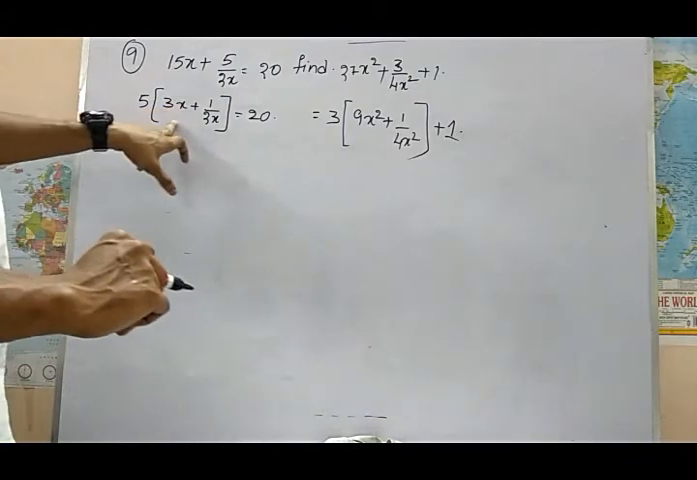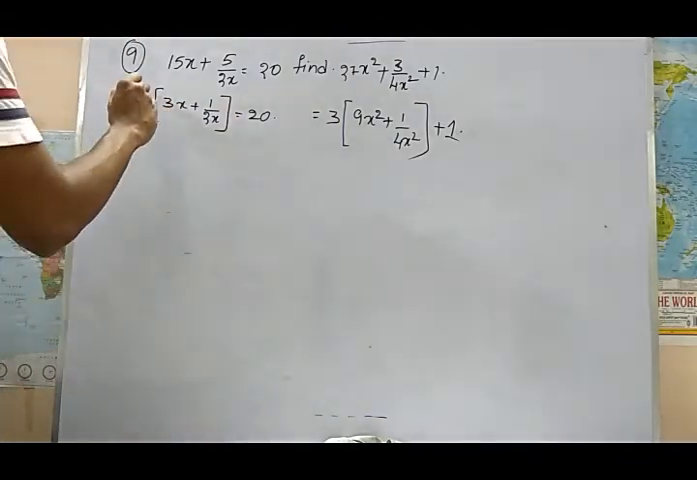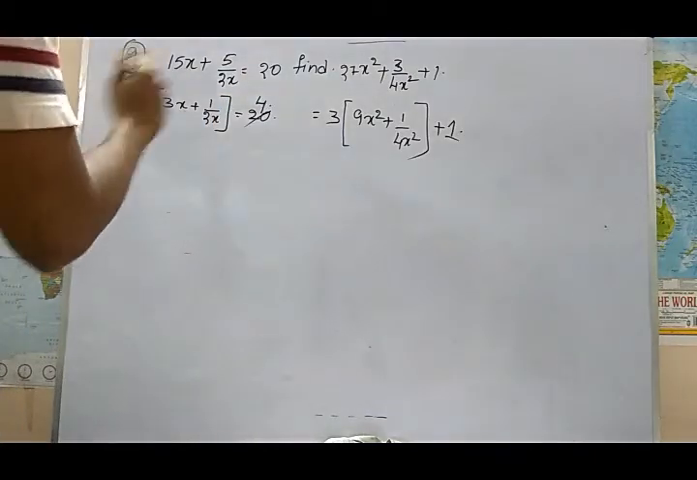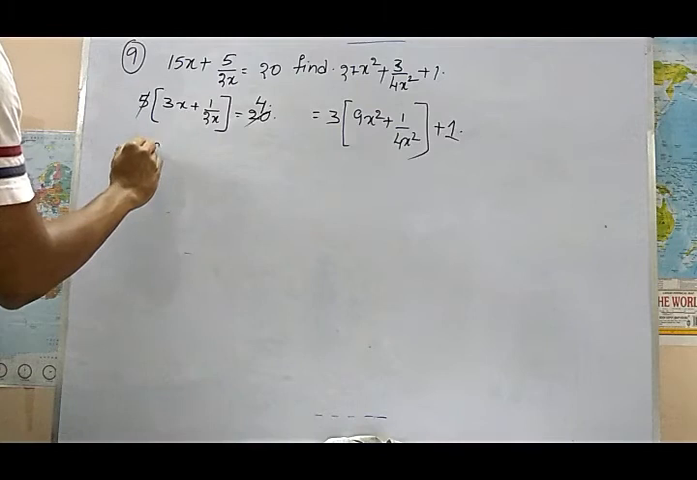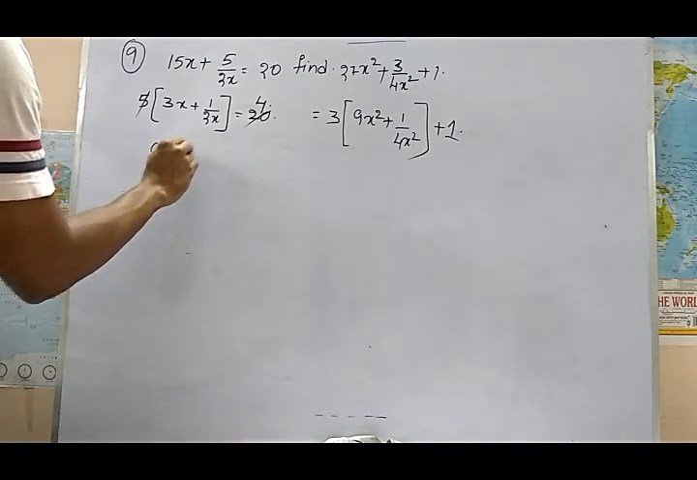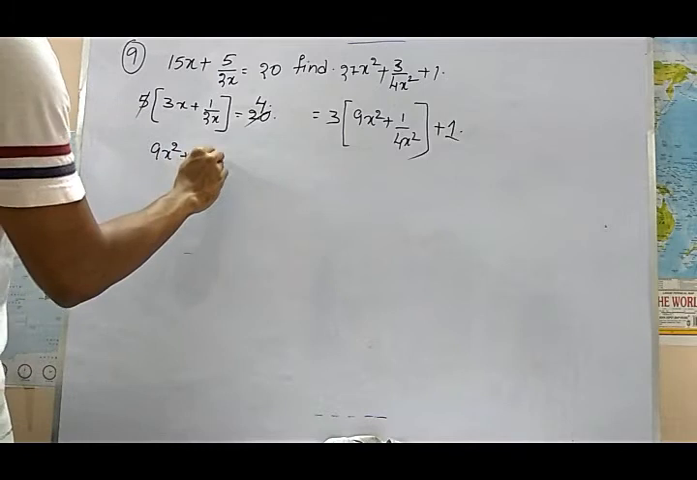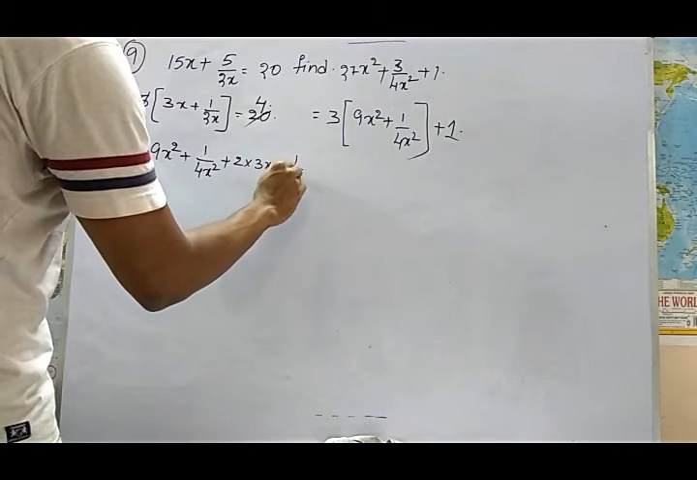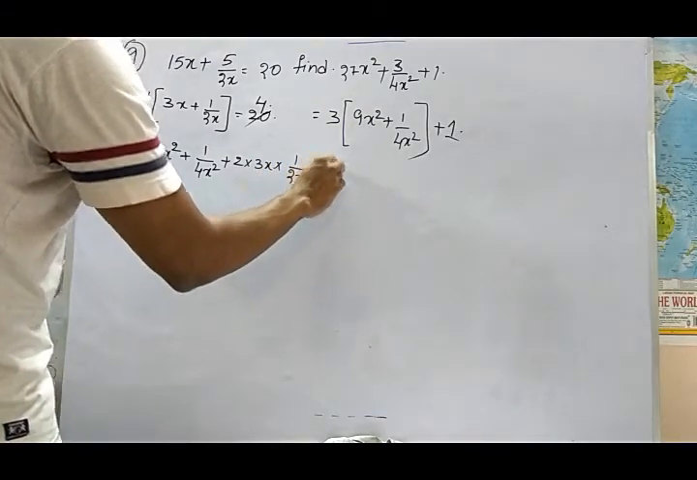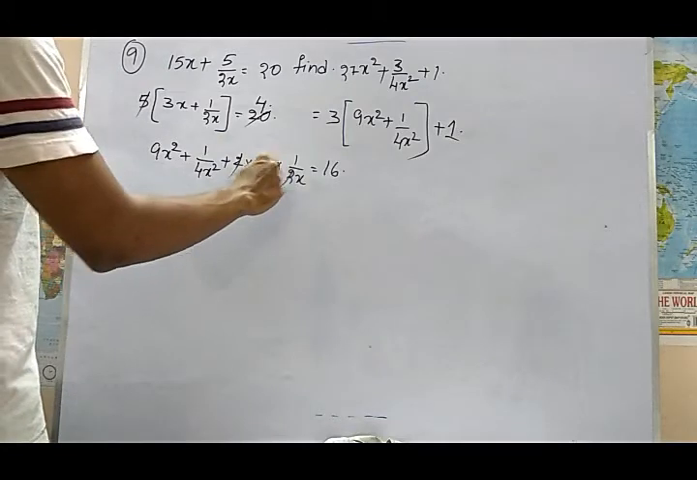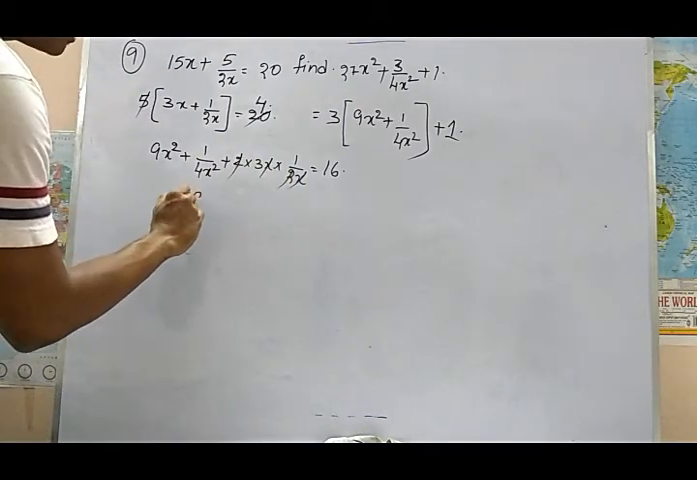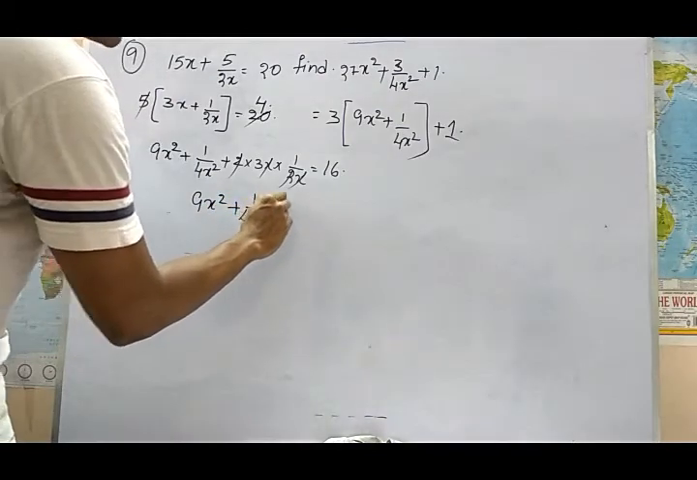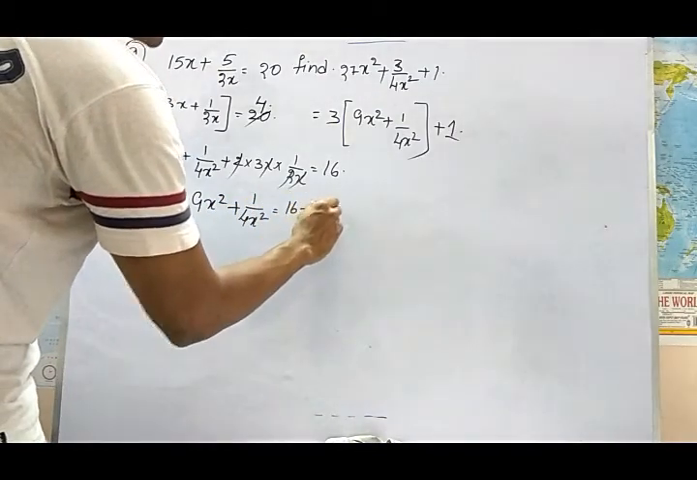So what we need to do here? We need to square this. Before that, we need to remove this 5 with 20. It will go in 4 times. So now squaring on both sides. If we do squaring, we get 9x square plus 1 by 4x square plus 2 into 3x into 1 by 2x equal to 4 square, 16. So here 2 will go and x's will go. So what are we left with? 9x square plus 1 by 4x square equal to 16 minus 3, equal to 13.